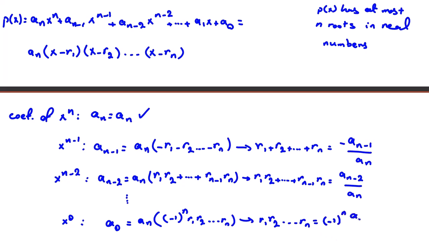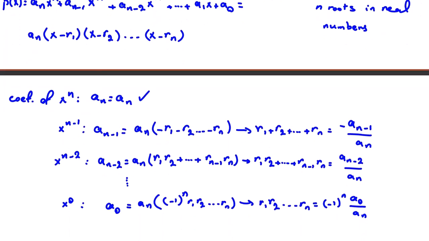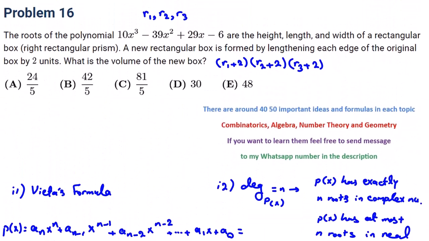Now, why is Vieta's formula useful? Sometimes we don't need to find the roots, but we need the sum of the roots, the product of the roots, something like that. Then we can use Vieta's formula, like in this problem. Now that you know Vieta's formula, try to apply it and calculate (r1 plus 2) times (r2 plus 2) times (r3 plus 2). Try first on your own.